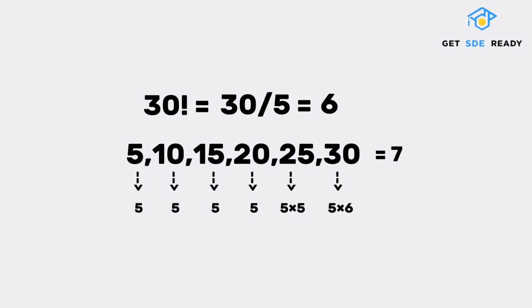Why? If you see, 25 is not going to give us one 5. It is going to give us two 5s, 5 into 5. Right? Let's do it for 50 factorial also. So 50 by 5, you're considering the answer as 10. Now let's see the multiples of 5 in this.